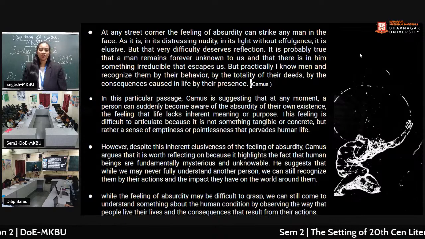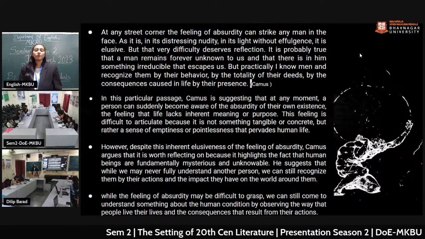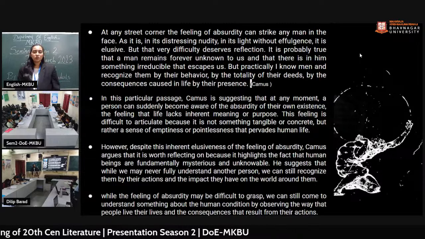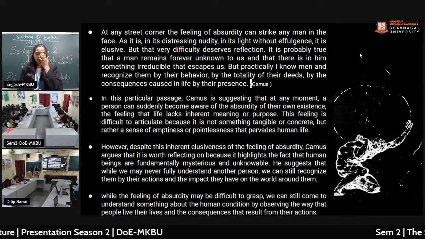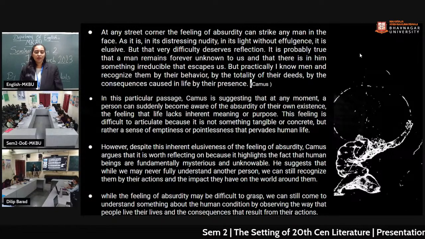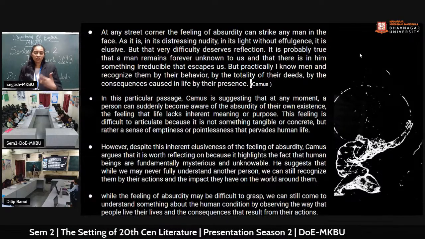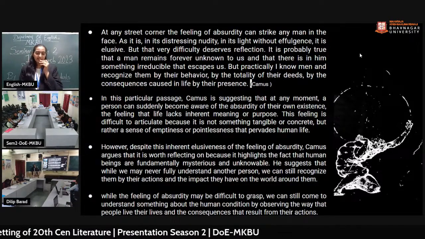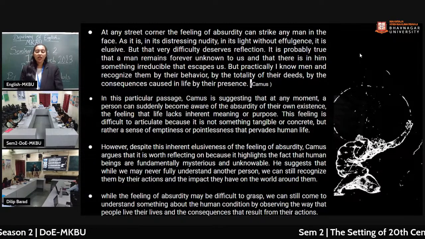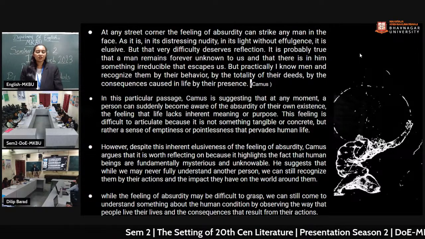At any street corner, the feeling of absurdity can strike any man in the face. One can feel absurdity in very beautiful things, in a flower also. It is absurdism. Absurdism comes to us in a very sudden manner. We won't even realize it, as it is in distressing nudity, in its light without effulgence. It is exclusive, but the very difficulty deserves a reflection.